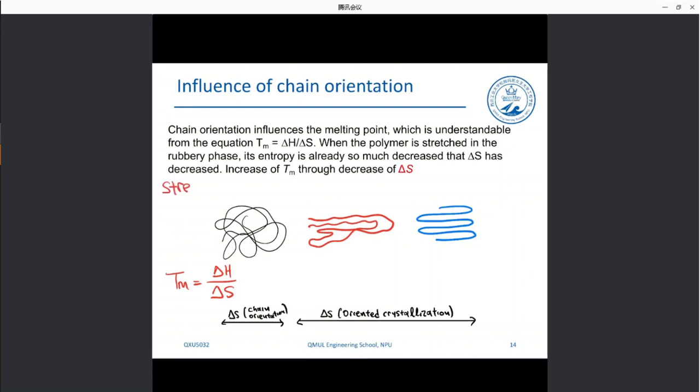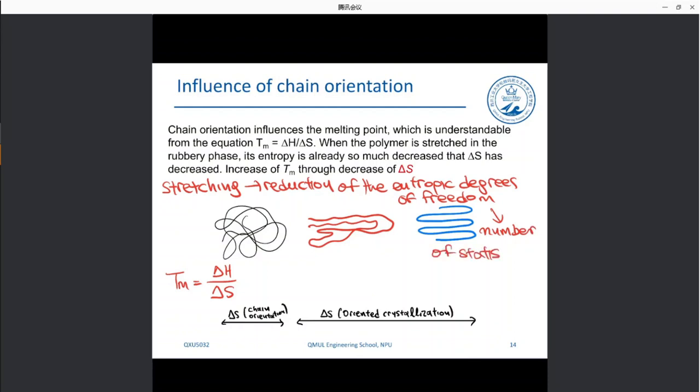So stretching leads to a reduction of the entropic degrees of freedom. What are the entropic degrees of freedom? They are the number of statistical states that are available to polymer chains, okay? So the less, let me write it down, number of statistical states available to polymer chains.